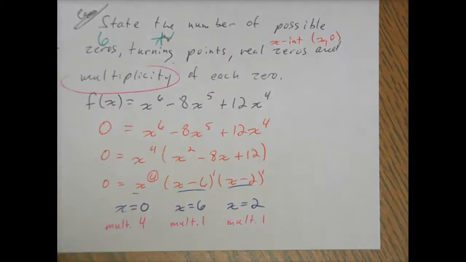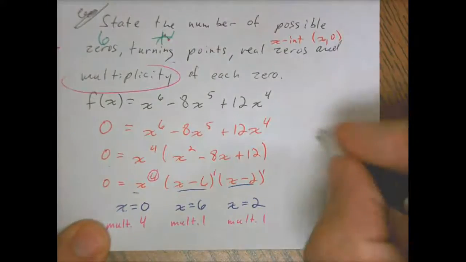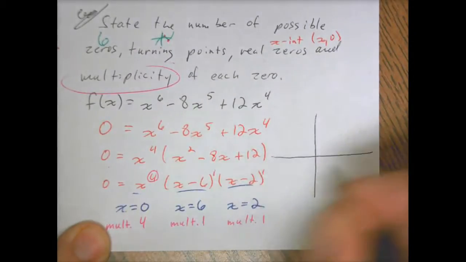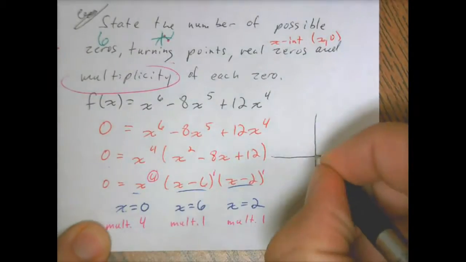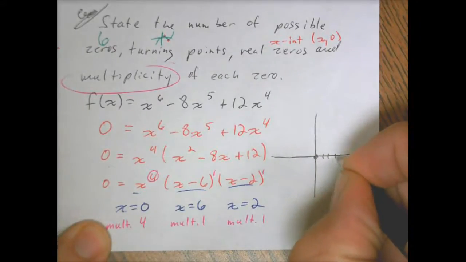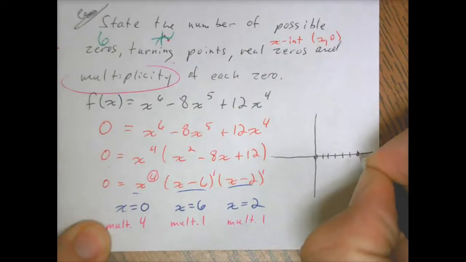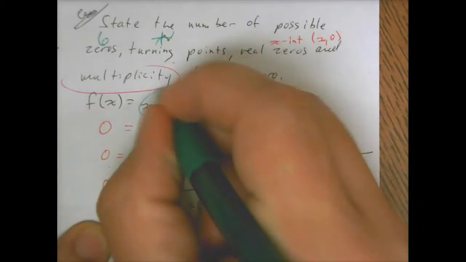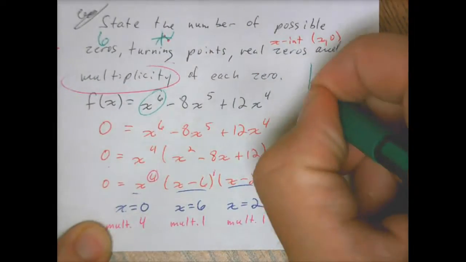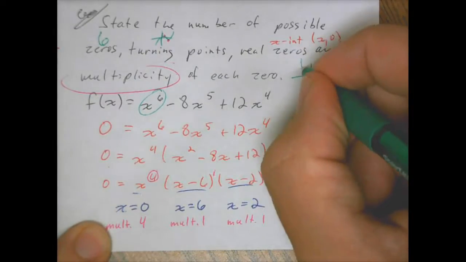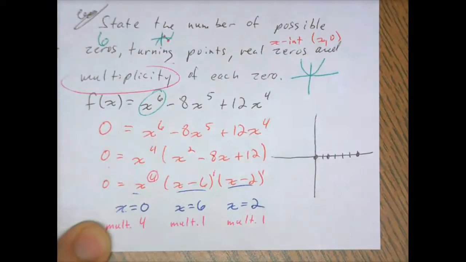Yay! Check this out. With the graph, I know that I'm going to cross at 0, I'm going to cross at 6, and I'm going to cross at 2. My highest degree is x to the 6, so my leading term test tells me that my graph will look something like that with end behavior.